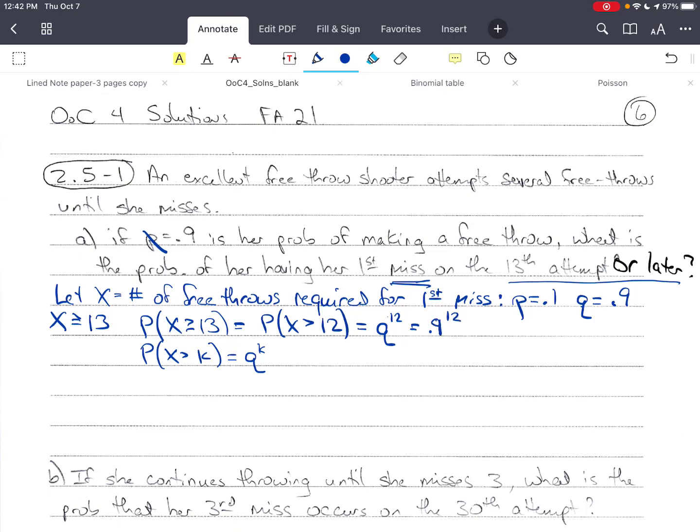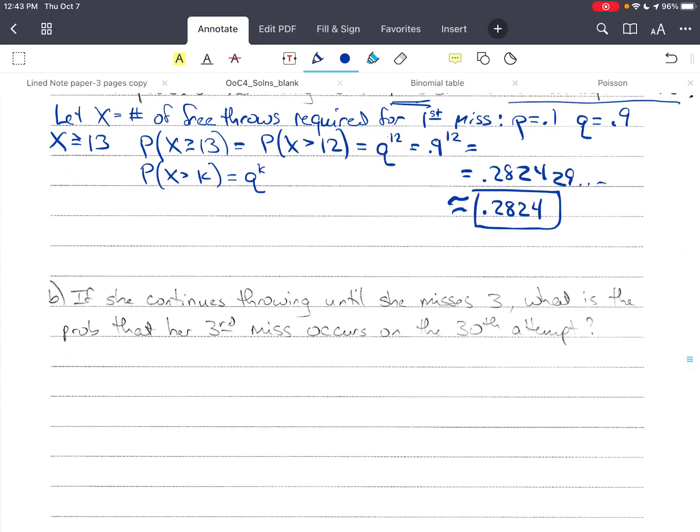And so when we take 0.9 and raise it to the 12th power, we get 0.282429, etc. So to 4 decimal places, 0.2824. And that is our answer.